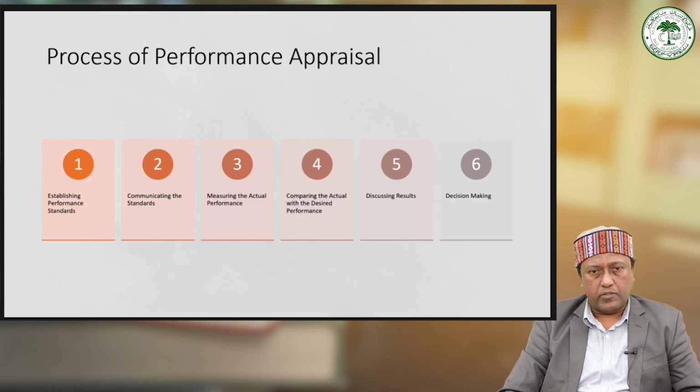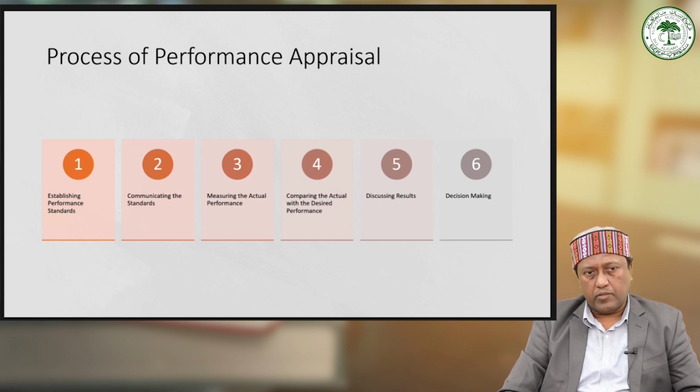Now we'll see the six-step process of performance appraisal. Number one is establishing performance standards. The first step basically involves setting clear and measurable performance standards against which employees' actual performance will be assessed. These standards should align with organizational goals and objectives and be easily understandable and measurable.